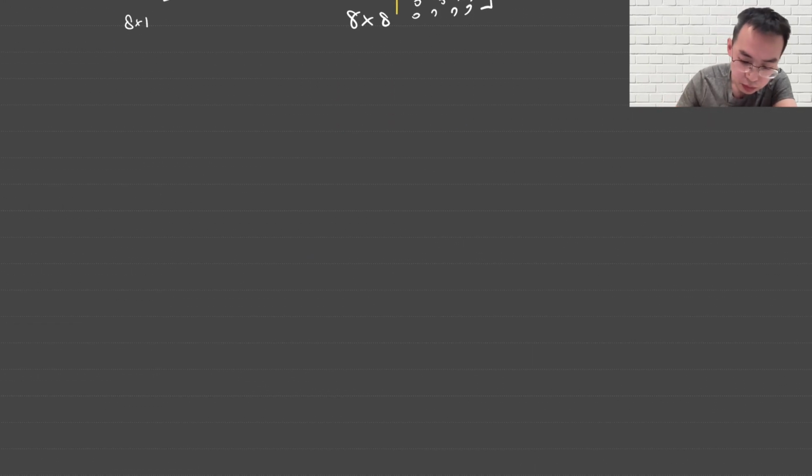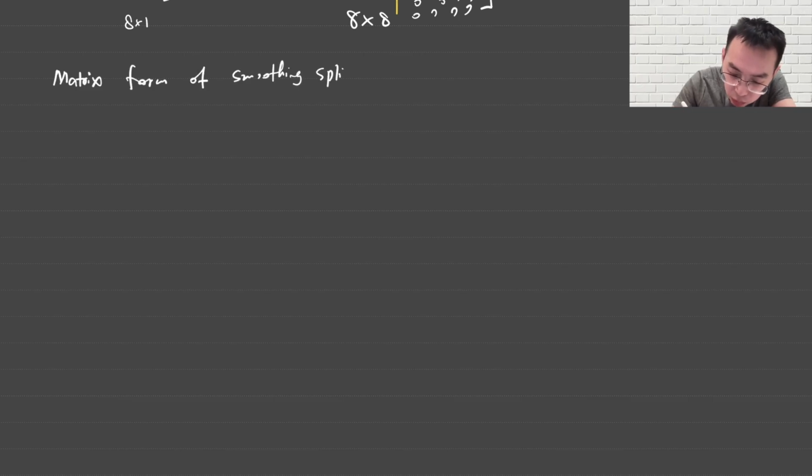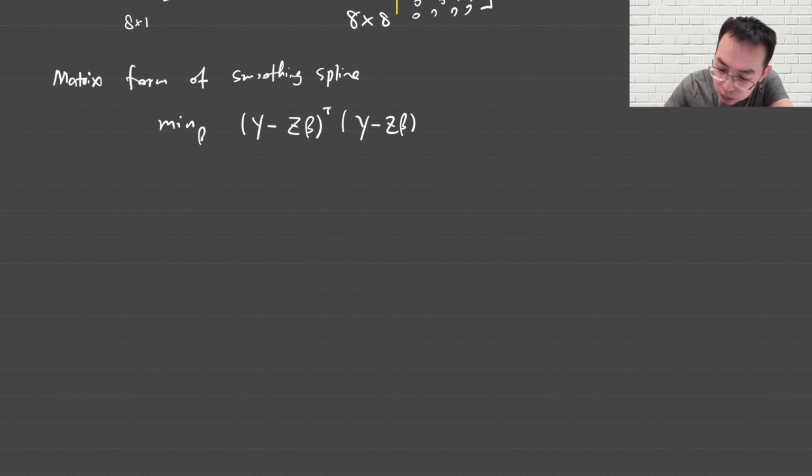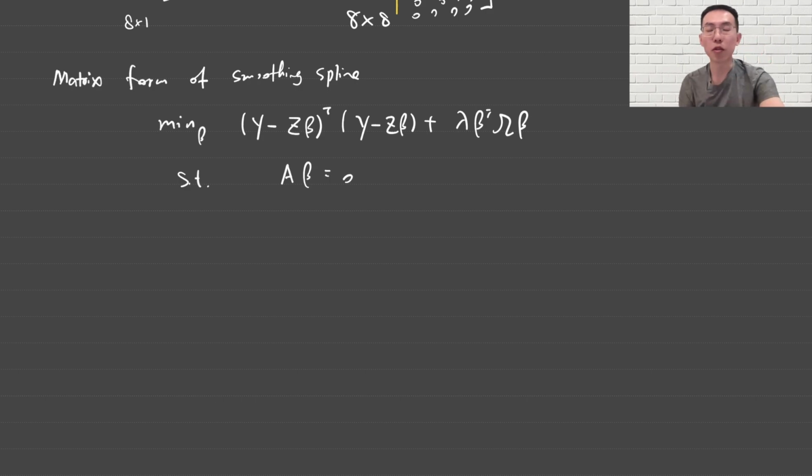So this is a matrix. And then we want to minimize (y minus z beta) transpose (y minus z beta) plus lambda times beta transpose omega beta. And our constraint is A beta equals 0. So that is the matrix notation for this problem.